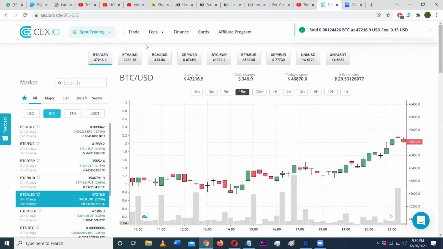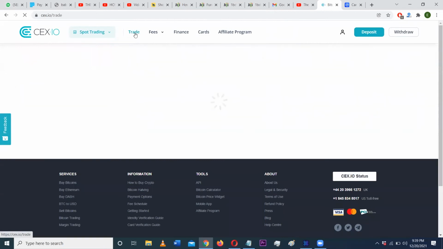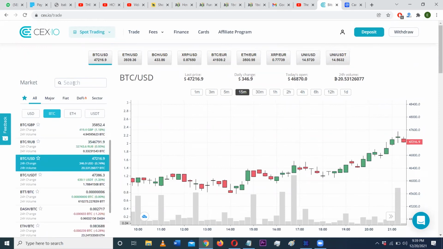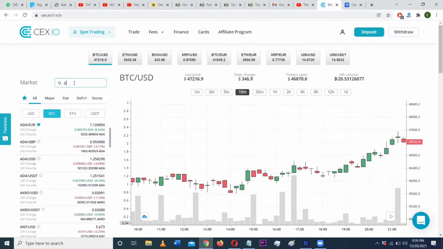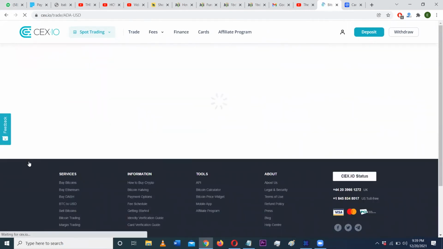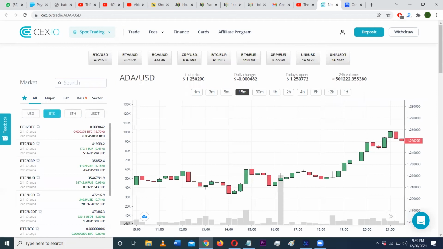So I have dollars now. Let's go to trade. I'm coming to buy Cardano. You can either search, let me search because I know what Cardano's market is, ADA. Once I search for ADA, all the ADA options will show up: ADA Euro, ADA Pounds, ADA Dollars, ADA USDT. I'm using dollars. This ADA dollars. So the last price of ADA is 1.25.